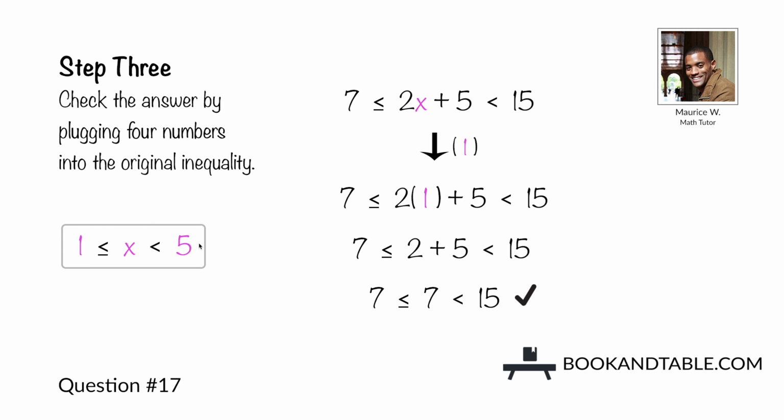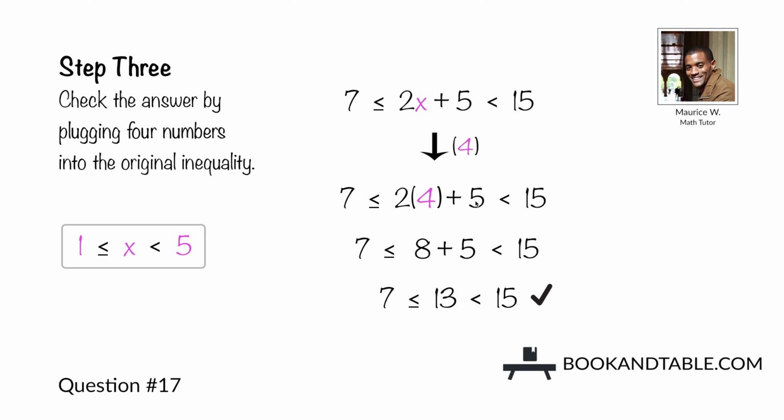not equal to 5. So when we plug in 4, 2 times 4 is 8. 8 plus 5 is 13, giving us the true statement, 7 is less than or equal to 13, which is less than 15. And then when we plug in 5, 2 times 5 is 10. 10 plus 5 is 15, leaving us with the false statement, 15 is less than 15. So this confirms that the answer to question number 17 is 1 is less than or equal to x, which is less than 5.